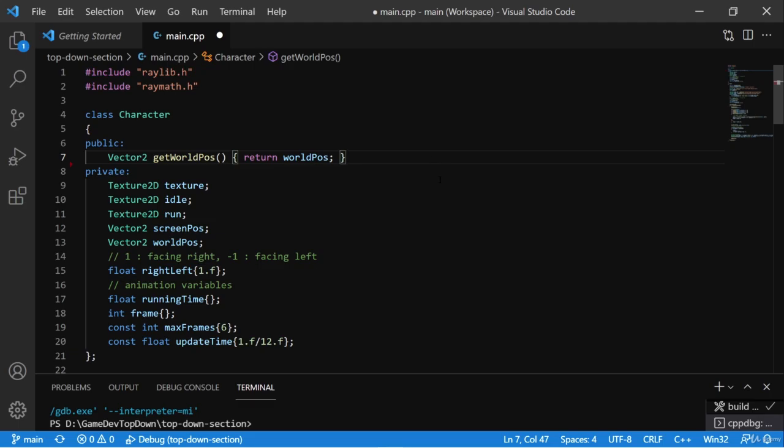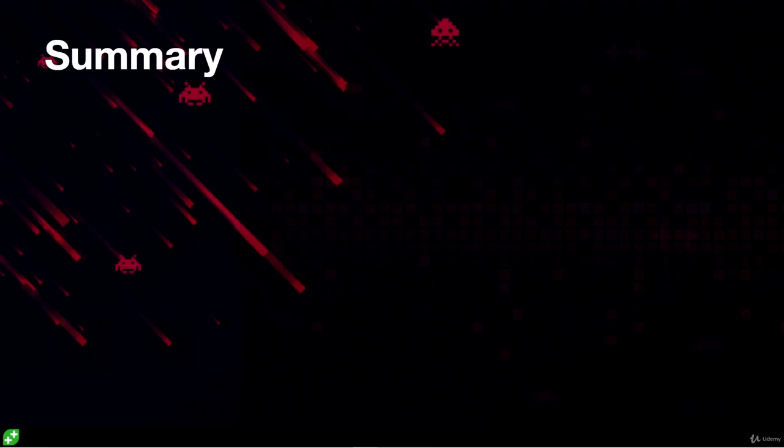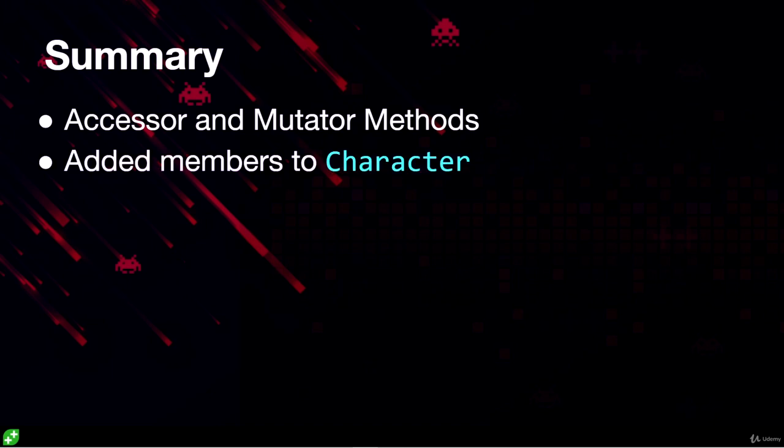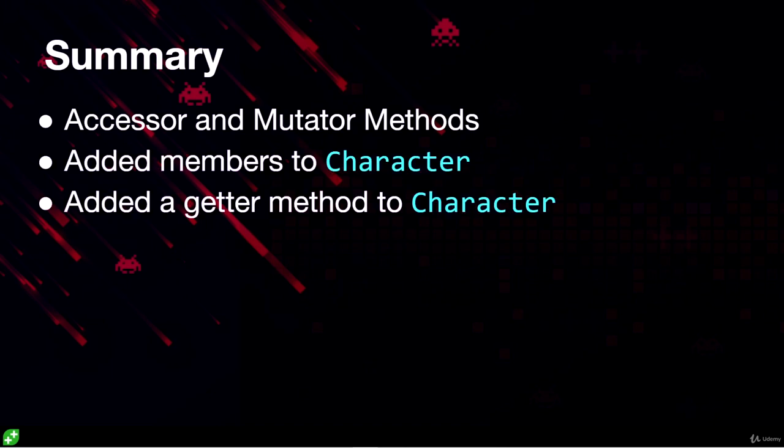Great job! So in summary, we learned about accessor and mutator methods, also known as getters and setters. We added members to the character class, and we also added a getter method to the character for worldPose. The character class is starting to come together. We're almost ready to start using it.